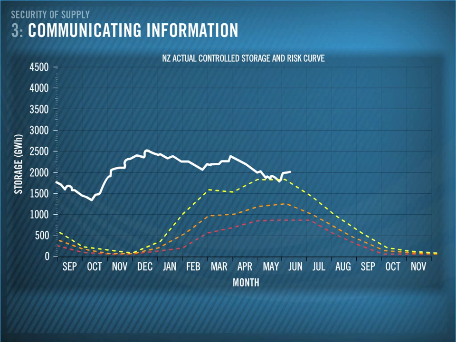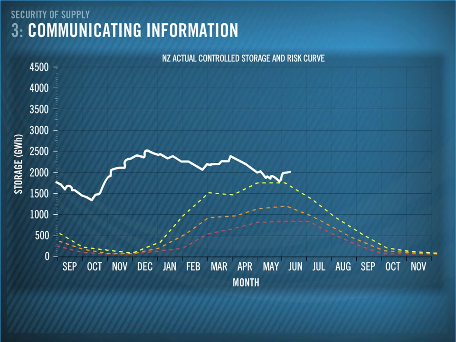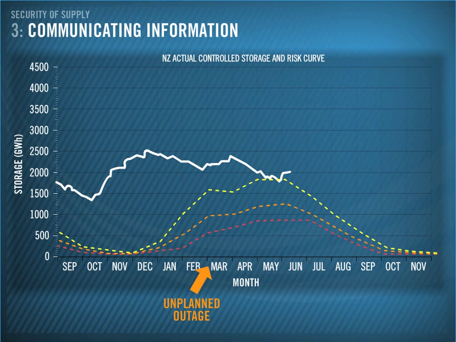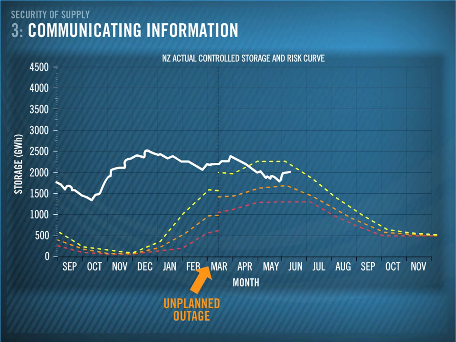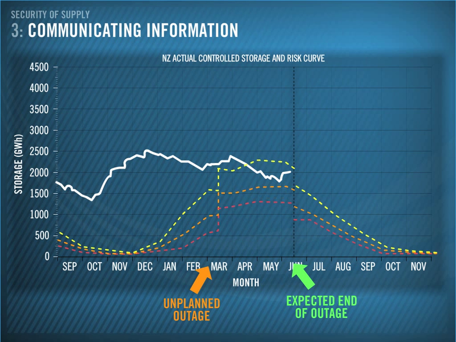Let's use some examples to see how a change in the factors can affect them. If thermal generators increase their availability by reducing planned maintenance, this reduces the risk curves. What about a major unplanned outage? You can see how this causes a sharp rise in the risk curves. In this example, the outage is expected to last 3 months. Notice how the curves trend back to their original profile as we near the expected end of the outage.